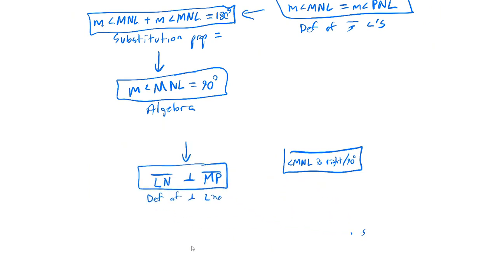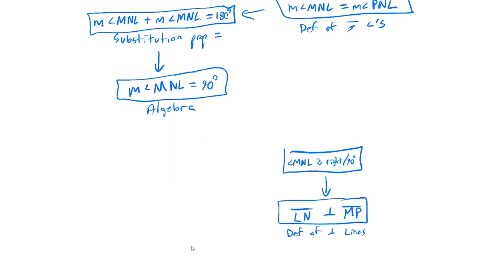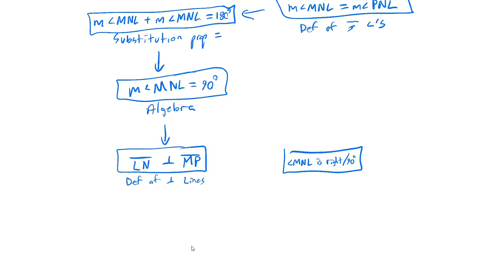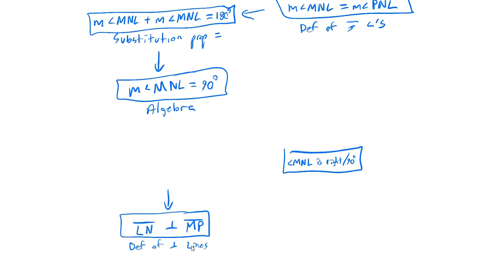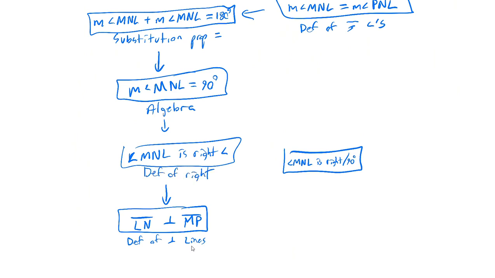And if those are 90, that means that, oh, I lost a piece of my answer here. That means that the two lines are perpendicular by the very definition of perpendicular lines. If you really wanted to, you could say, well, that means angle MNL is a right angle. You don't need to do this. And you could say that's by the definition of a right angle. You could just go straight to the definition of perpendicular lines.